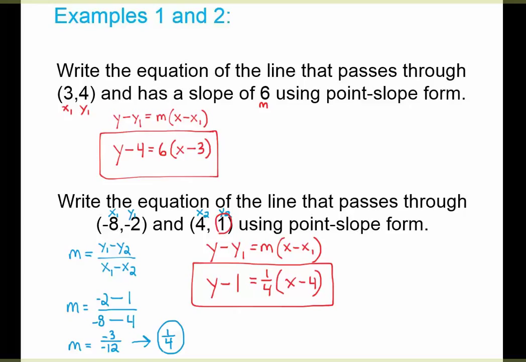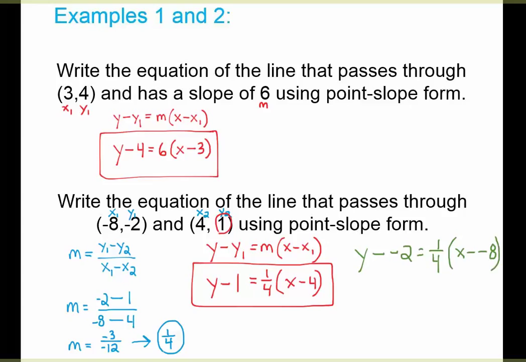I want you to notice, though, if we were to use the other form. And this one I'll do in a different color. Let me pick green. If we were to choose the other point, (-8, -2), watch what happens when you plug this one in. You'll get y minus, and then y sub 1 is negative 2. We'll come back and deal with that a little bit later. You get y minus negative 2 equals the slope, which is still 1/4, times the quantity x minus negative 8.